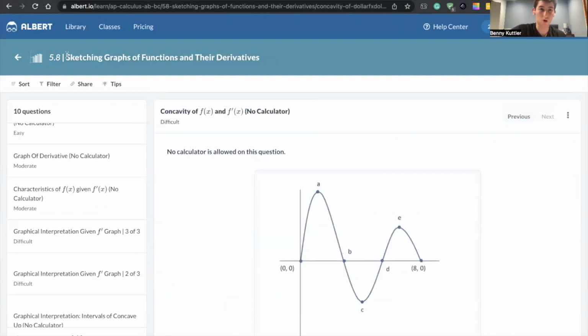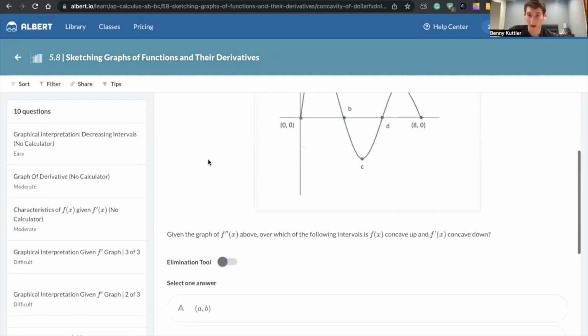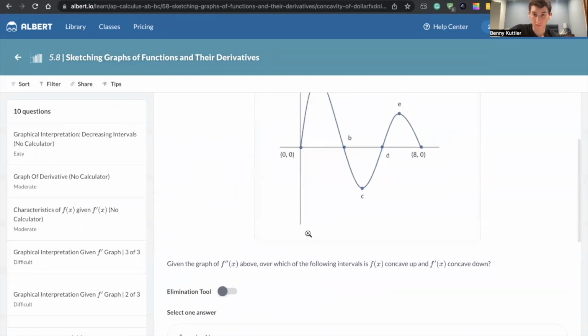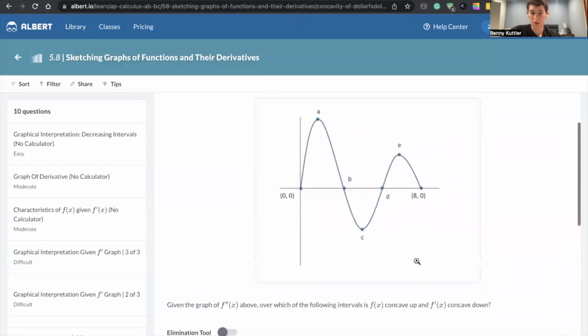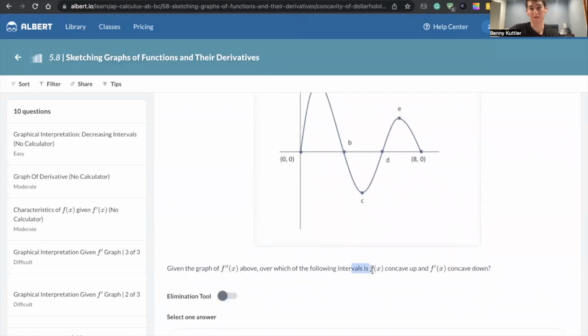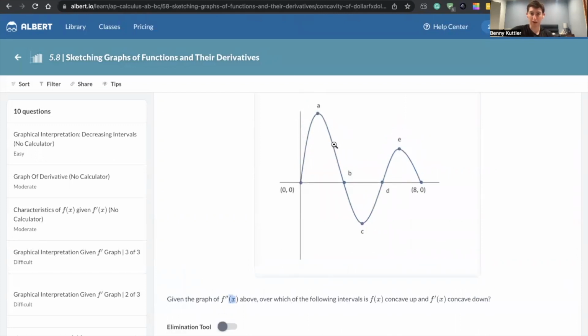So now this is a question from 5.8, but I thought it fit more with concavity. Given the graph, this is where we determine it graphically. For which of the following intervals is f of x concave up and f prime of x concave down? So first, let's determine when f of x is concave up. This is the graph of f double prime of x. We know that something is concave up when the second derivative is positive. They try to trick you by showing you a nice little bowl where it's concave down and concave up, but it's not asking about f double prime of x, which is what this is. It's asking about f of x and f prime of x.